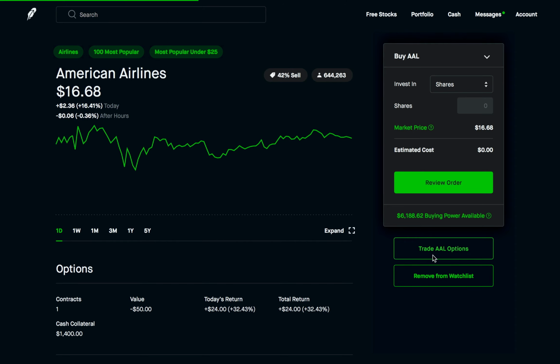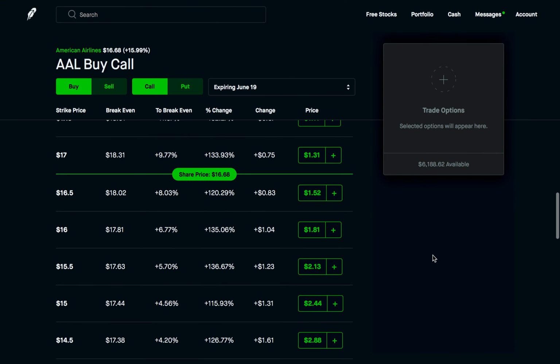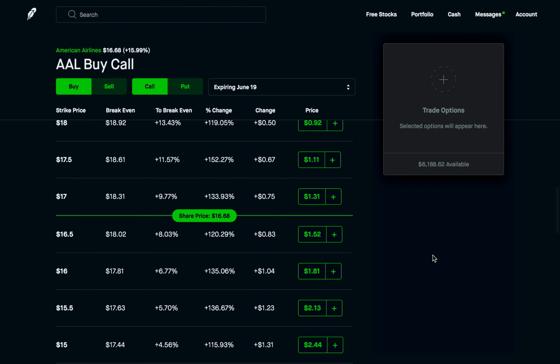So let's take a look here at trading American Airlines options again. So we'll just start off here. Again, as the name suggests, call credit spread, we're going to be dealing with calls. And it's going to be the exact same concept. We're going to sell a call and we're going to buy a call. And again, we're going to do this to minimize our risk, but you're also going to minimize your profit.